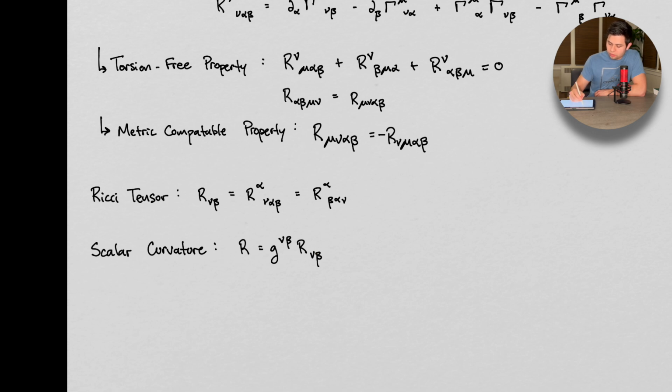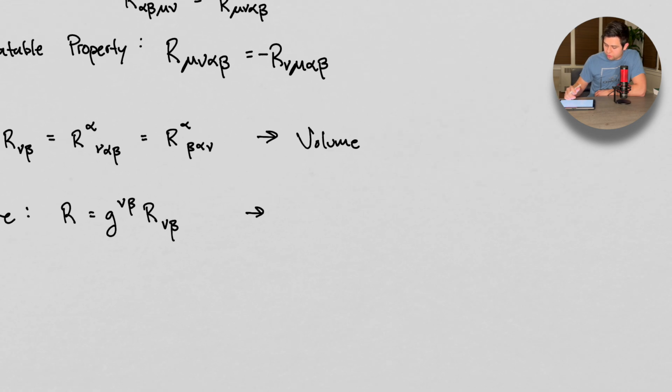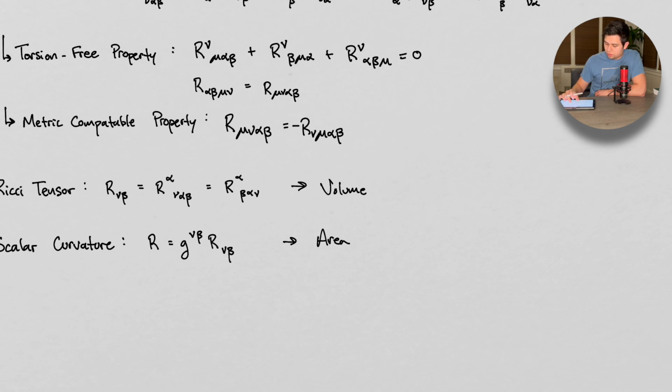And what we found there was that the Ricci tensor gave us volume changes, and the scalar curvature gave us area comparisons.